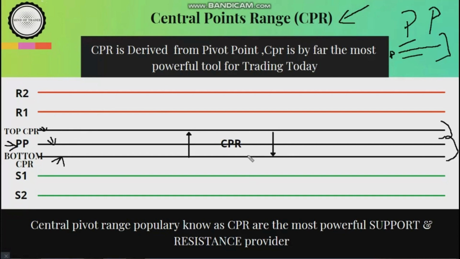Why is it important? They are the most powerful support and resistance providers in the chart. We will see how. Central Pivot Range, popularly known as CPR, are the most powerful support and resistance providers in the chart.